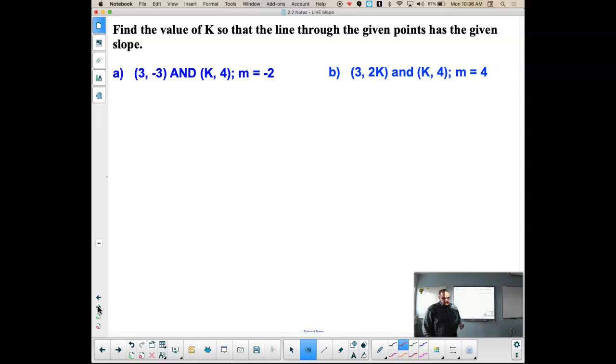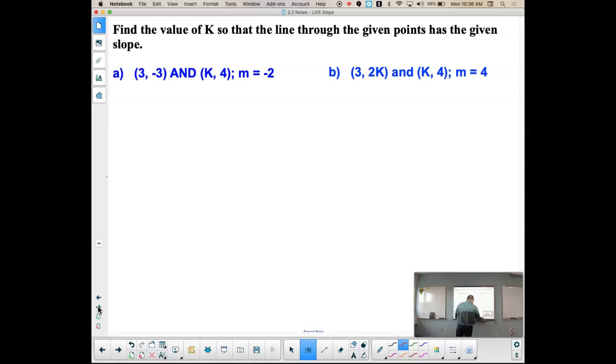You also might see some problems like this. Find the value of k so that the line through the given points has that particular slope. There is one like this on the worksheet for this week, and NTC likes to have these type of questions. I actually added these type of questions because of the NTC final. Okay? So we go about doing this exactly the same way.